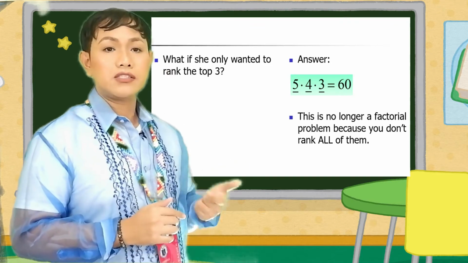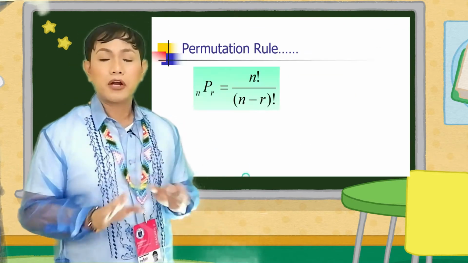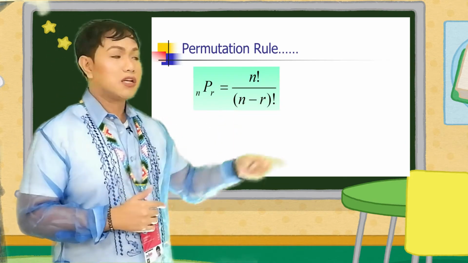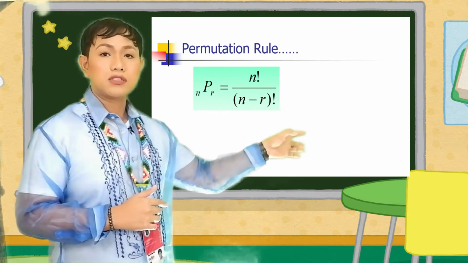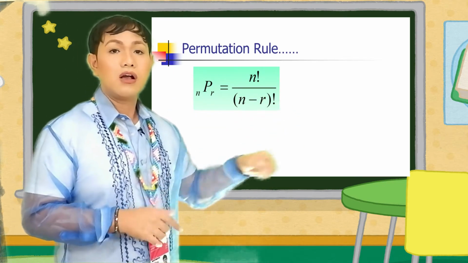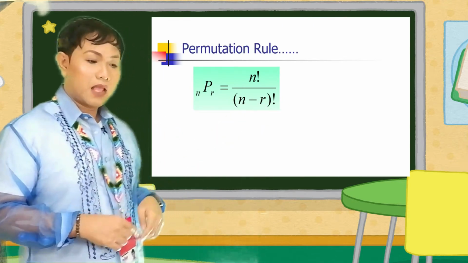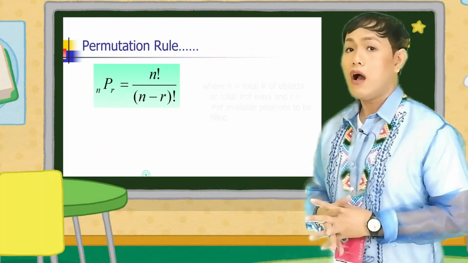We only get to use the top 3. Now this leads us to the permutation rule. We have it here. The permutation of n objects taken r at a time is simply equal to n factorial over the quantity of n minus r factorial. Now you might be wondering what n and r are.